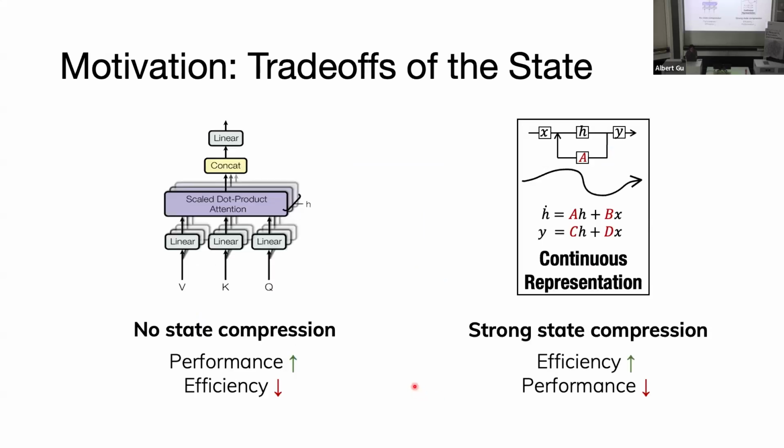And so this is a very useful way of illustrating the trade-offs of these models. Once again, attention is the model that does no state compression, which gives it strong performance but poor efficiency. And recurrent models such as SSMs are characterized by having strong state compression into a fixed size state, which is why they have high efficiency but lower performance.